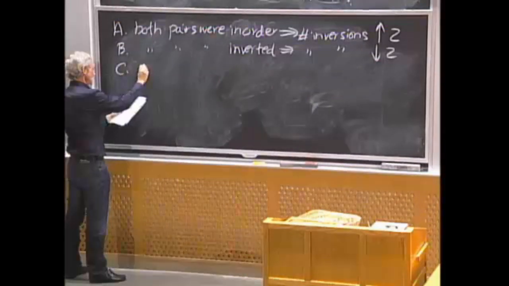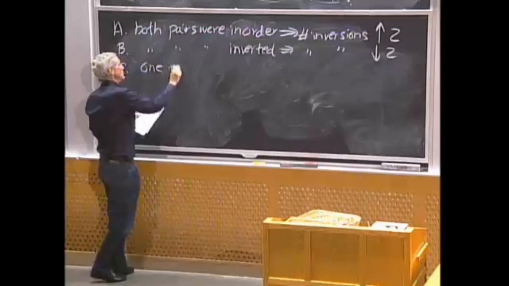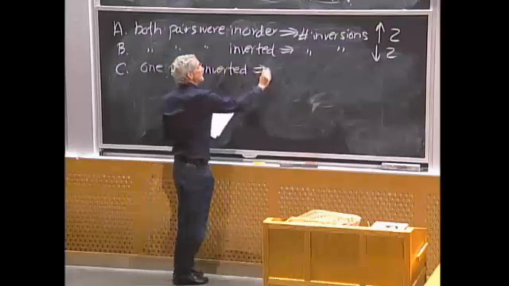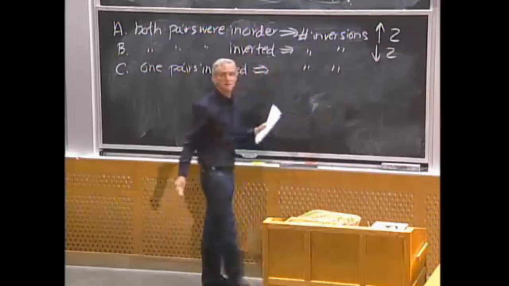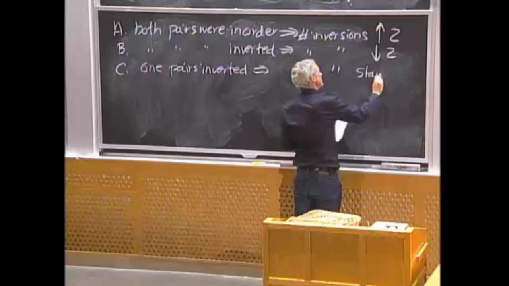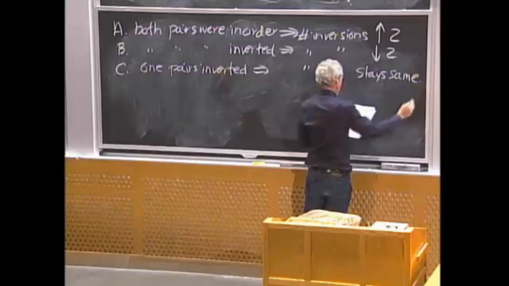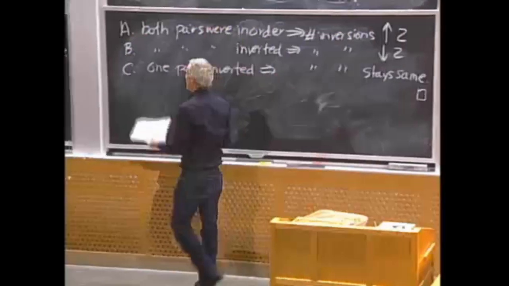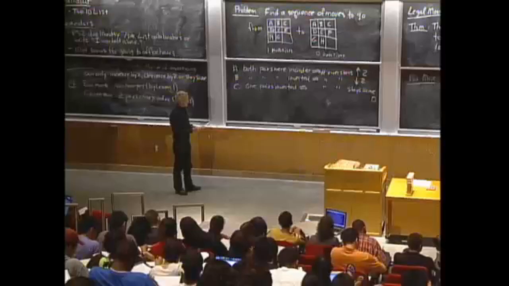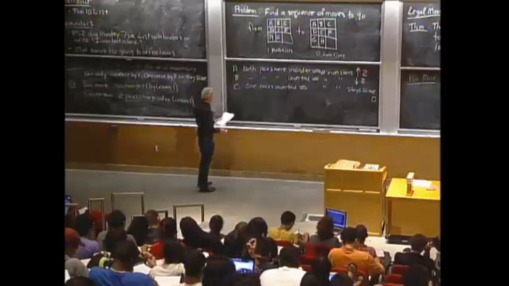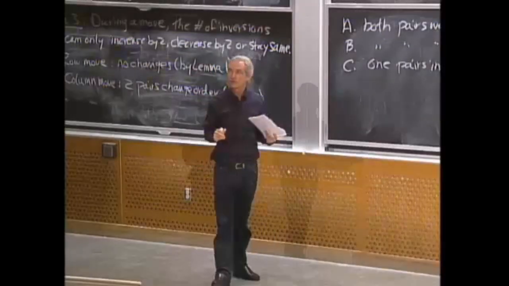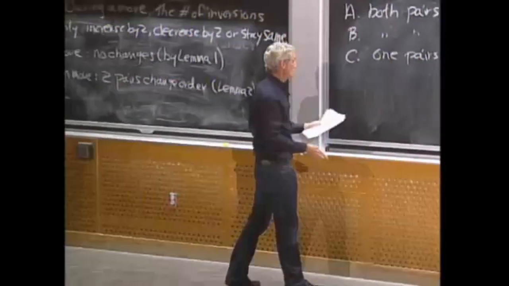And case C is there's one of each. One of the pairs was inverted, the other wasn't. What happens to the number of inversions in that case? Yeah, stays the same. All right, and we're done. That's what the lemma says. It can go up by 2, down by 2, or stay the same. Now a simple corollary of this is that during a move, the parity, i.e. even or odd, of the number of inversions stays the same. It can't change at all.